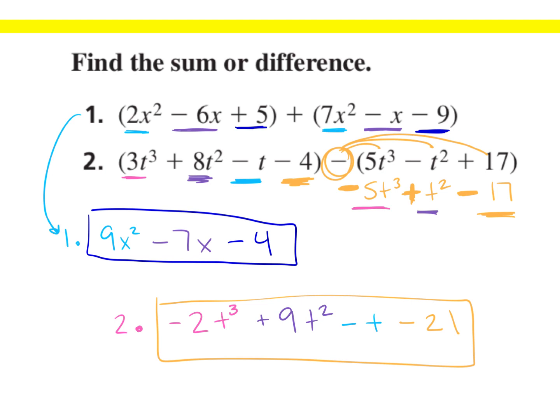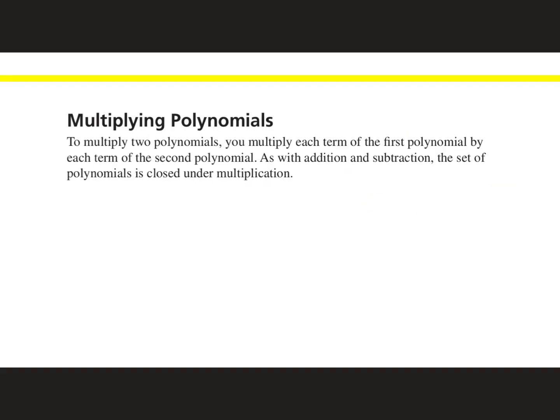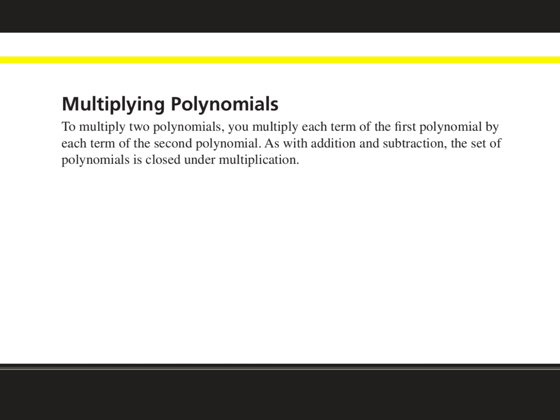Next, we're going to be multiplying polynomials. To multiply polynomials, you multiply each term of the first polynomial by each term of the second polynomial. As with addition and subtraction, the set of polynomials is closed under multiplication. So we just multiply, and then we have to add our like terms together.